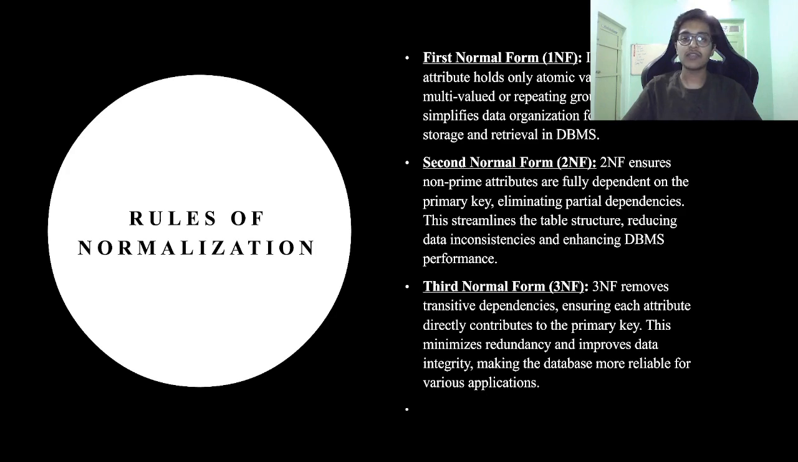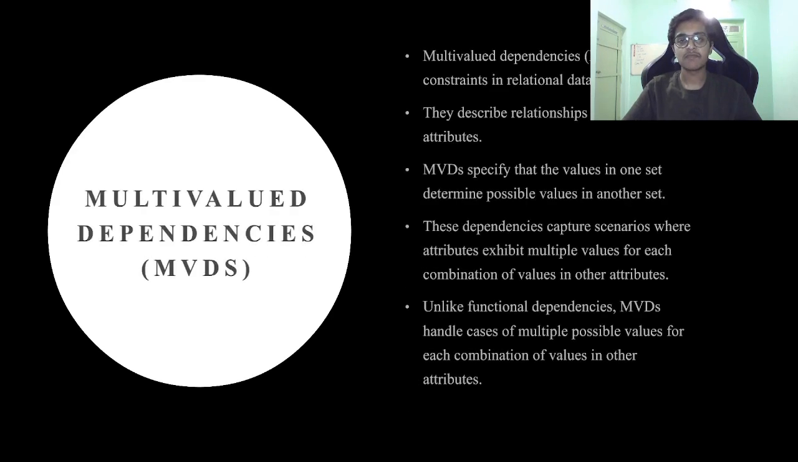Following which we have third normal form, or 3NF. 3NF removes transitive dependencies, ensuring each attribute directly contributes to the primary key. This minimizes redundancy and improves data integrity, making the database more reliable for various applications. Moving on to the next slide.